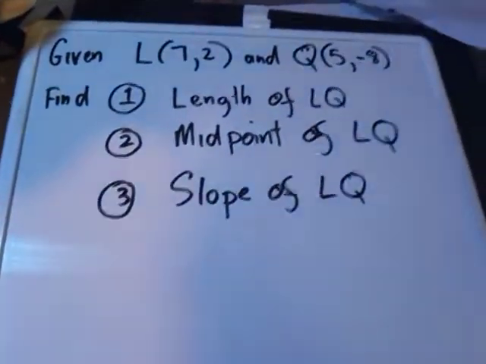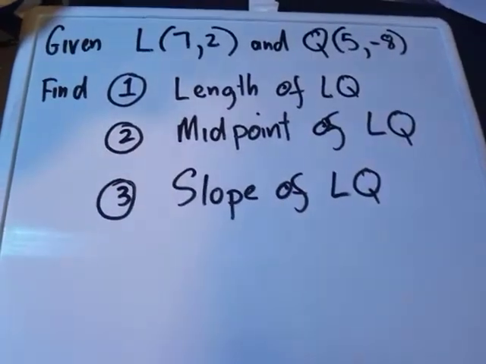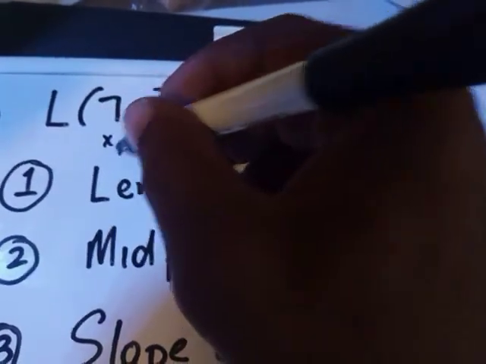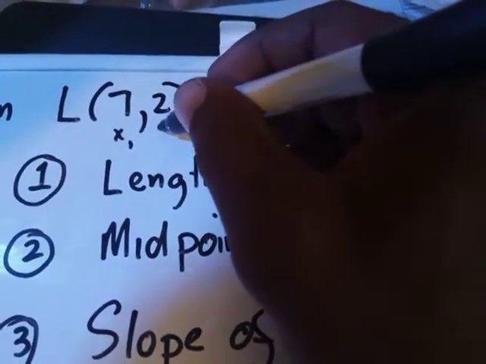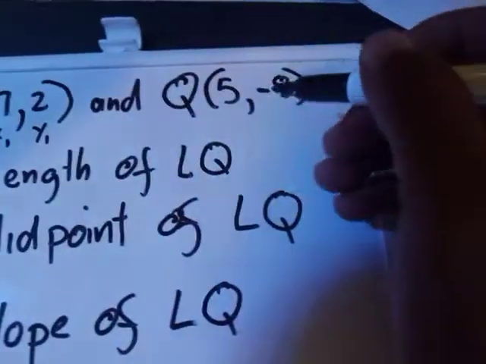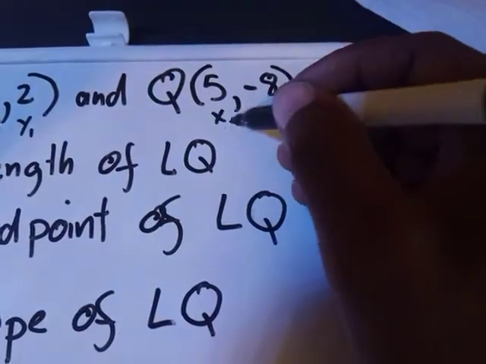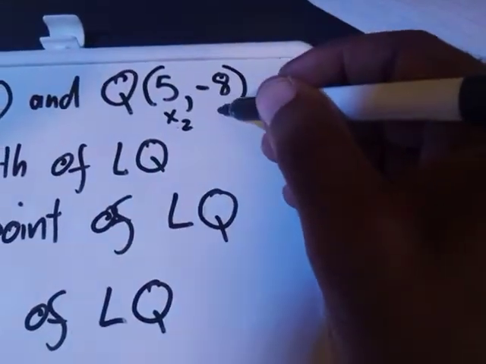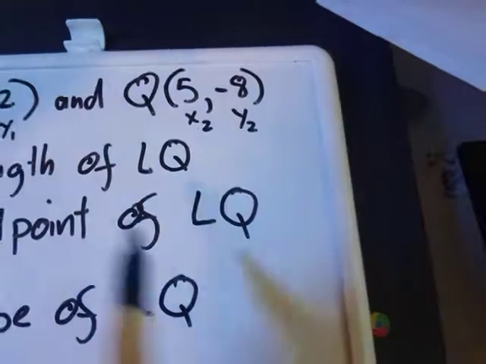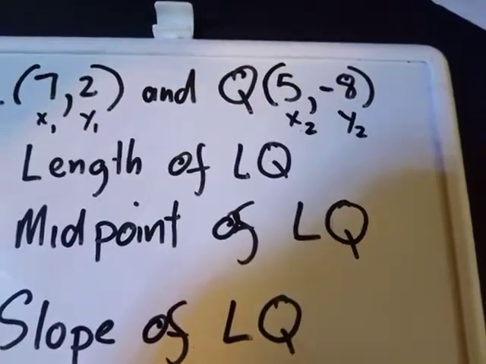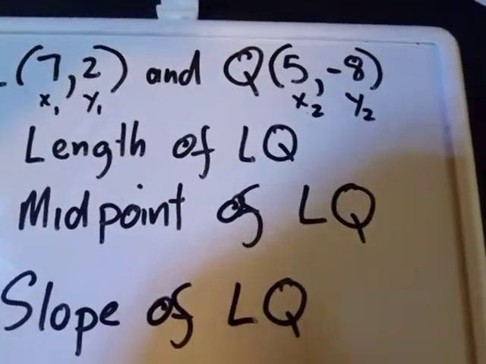2 things I want you students to do that's going to help you with your problem. First thing is label points. I'm going to label L as point 1. That would make 7 x1, and it's going to make 2 y1. I'm going to label Q as point 2. That makes this x2 and -8 y2. Could I have labeled L as point 2 and Q as point 1? Yes, and it would make 0 difference. Okay? The order of the labeling does not make a difference.